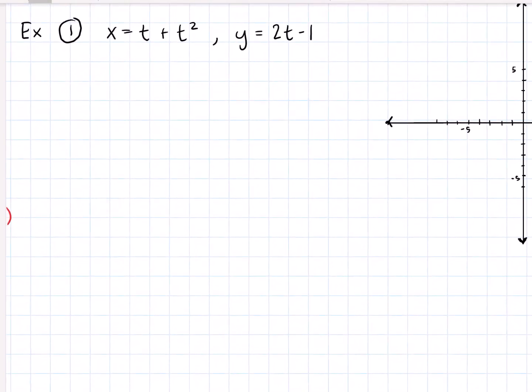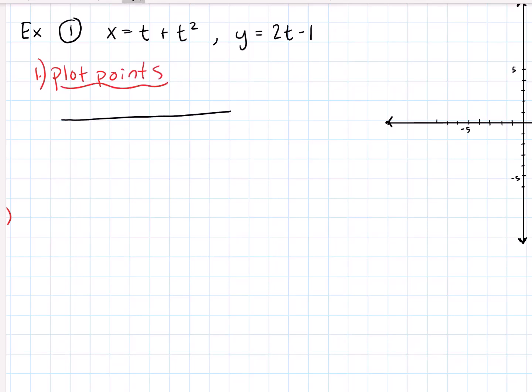first one. So if we have this particular example, x is defined as t plus t squared, and y is defined as 2t minus 1. One option is to just plot points. So let's just do it. If we wanted to plot points, we're going to create a little chart. It's going to end up with 3 columns because we have t, and then we have x, which is t plus t squared, and then we have y, which is 2t minus 1.